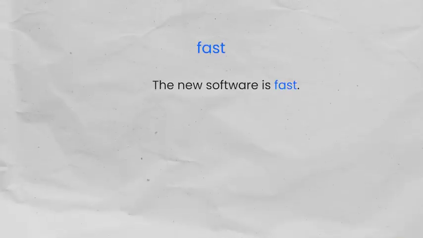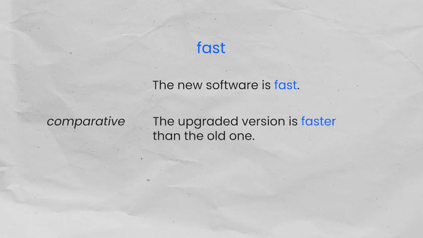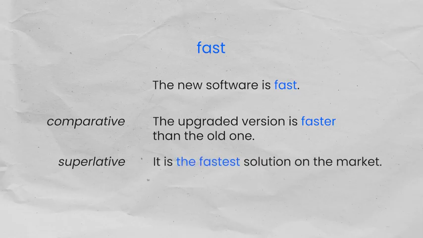Most one-syllable adjectives and some two-syllable adjectives follow the normal rule. Examples include simple, fast, and safe. The new software is fast. Comparative. The upgraded version is faster than the old one. Superlative. It is the fastest solution on the market.